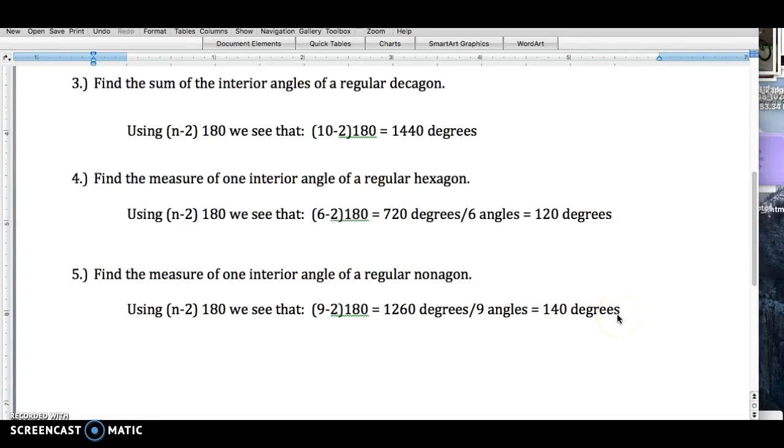All right, so the n minus 2 times 180 formula is very key to finding the total angles inside a polygon. And once you divide by the number of sides, it can find you each interior angle of a polygon.